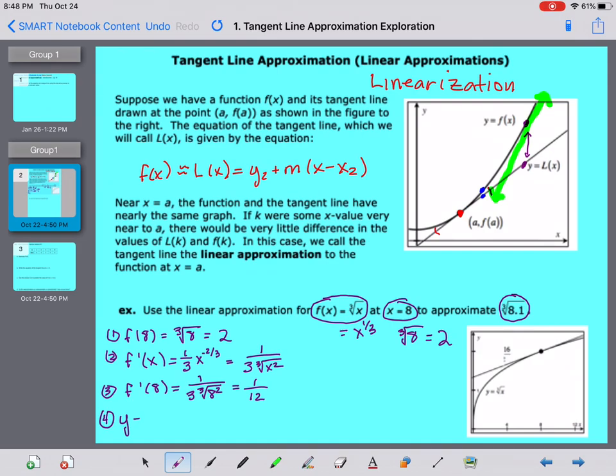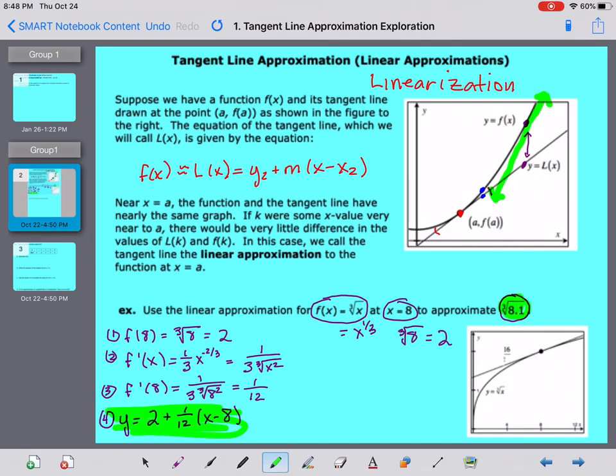Okay, so y equals, we start with our y value from step 1, plus 1/12 times x minus the x value that we chose. Now, I can easily plug in 8.1 into that equation. It's easier for me to calculate. It is something that I can actually calculate. So we're going to use the tangent line, that line right there, to actually calculate the value that we want.